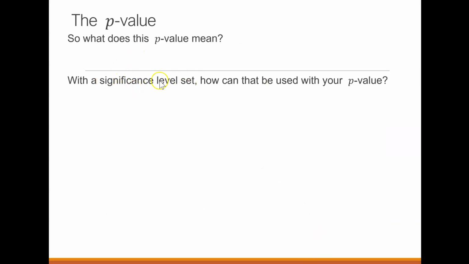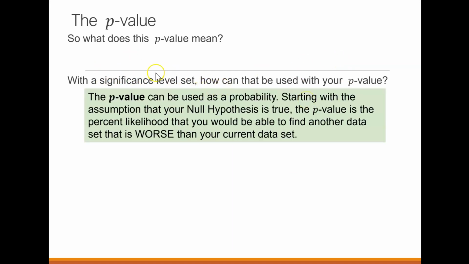So once a level of significance is set, we can use that to interpret our p-value. The p-value, again, represents a probability, starting with the assumption that your null hypothesis is true. The p-value is the percent likelihood that you would be able to find another data set that is worse than your current sample. So could you get an unlucky or less representative sample than the one you got?